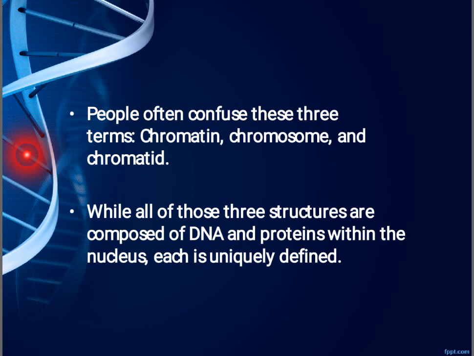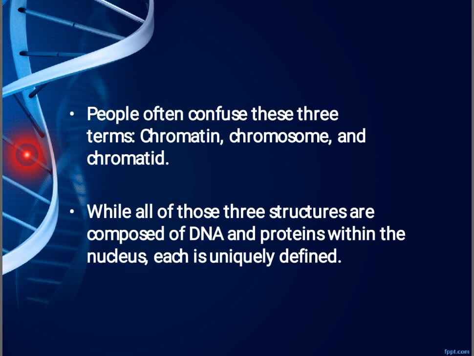And the third one is chromatid. A chromatid is either of the two strands of a replicated chromosome. Chromatids connected by a centromere are called sister chromatids. At the end of cell division, sister chromatids separate and become daughter chromosomes in newly formed daughter cells. So this is how we can differentiate these three terms: chromatin, chromosome, and chromatid.